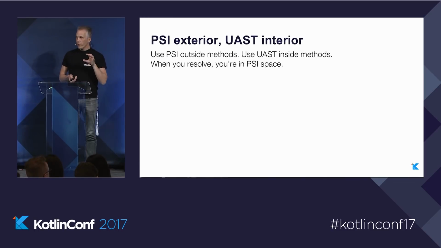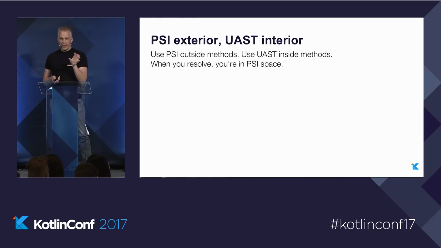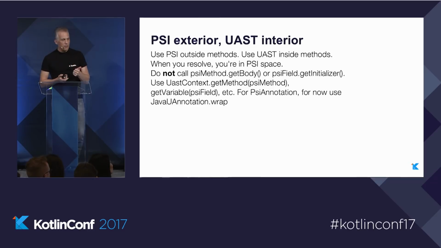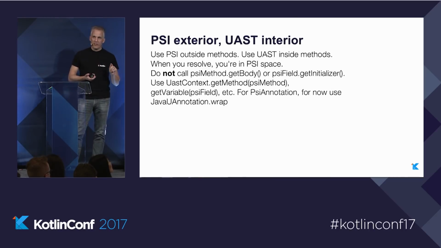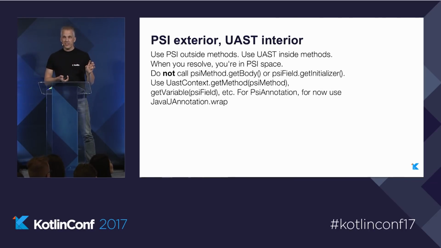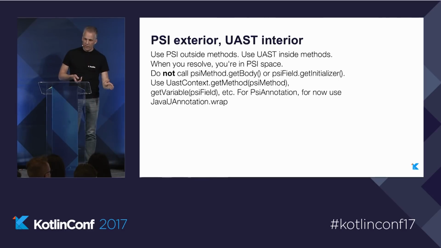When you resolve, you're going to end up with a PSI interface. And so it's extremely important that when you get a PSI method back, you don't call getBody on it to go inside the method. Because in your Java unit test, that'll work just fine. But in Kotlin, getBody will return null. You need to call these UAST methods instead to basically get the UAST representation of the method body.